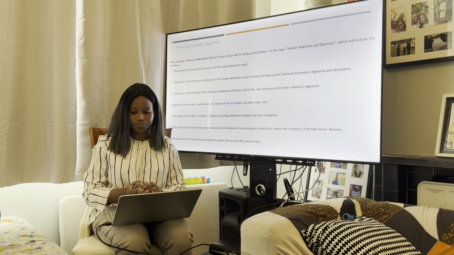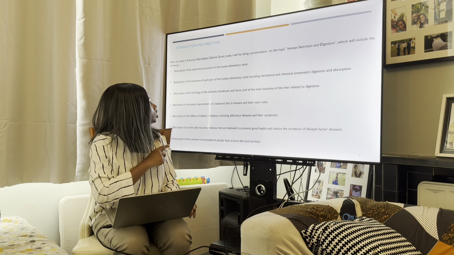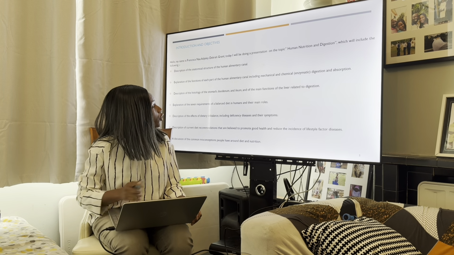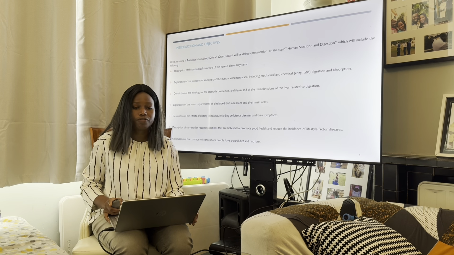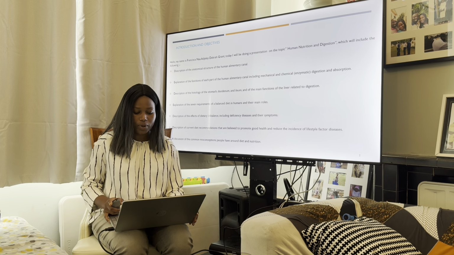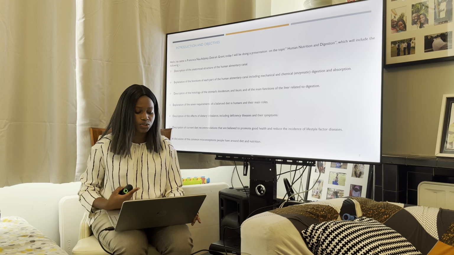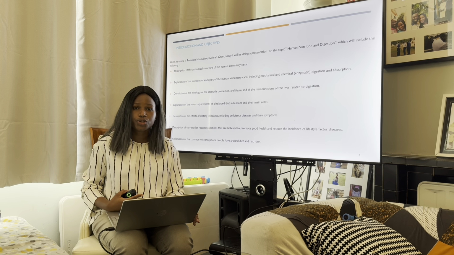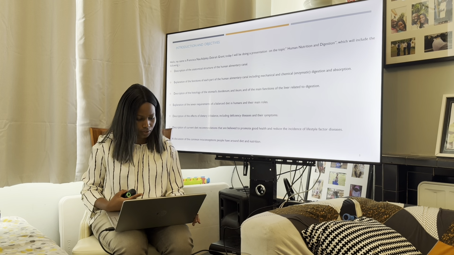Human nutrition and digestion, which will include the following: description of the anatomical structure of the human alimentary canal, explanation of the function of each part of the human alimentary canal, including mechanical and chemical, enzymatic, digestion, and absorption. Description of the histology of the stomach, duodenum, and ileum, and the main functions of the liver related to digestion.